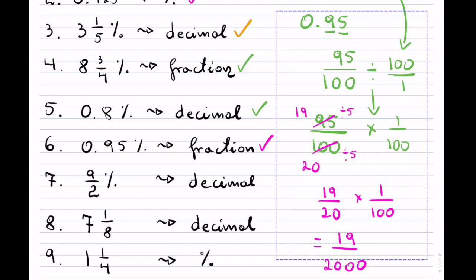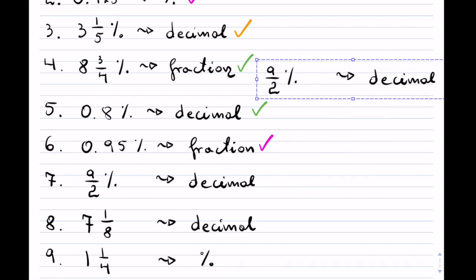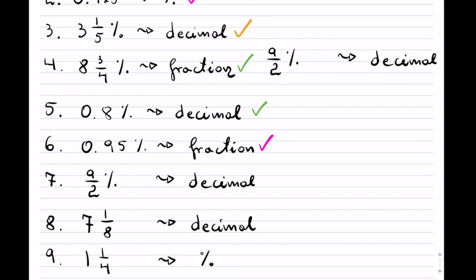All right, so let's take a look at question 7. So question 7, I have this one. I have 9 over 2%, but now I want to change it to a decimal. It is a percent, which means I will have to divide by 100. But currently, this question is a fraction. So let me first change the fraction to a decimal, and then we will divide by 100 by shifting the decimal 2 spots.